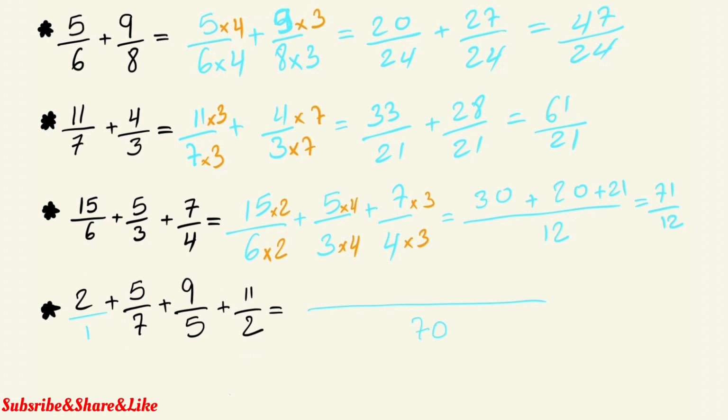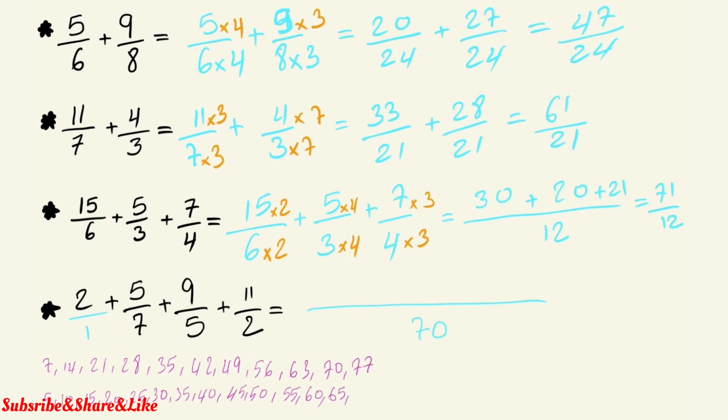If you want to see that it's 70, you can just do this. 1 is a divisor of everything. 7 will be 7, 14, 21, 28, 35, 42, 49, 56, 63, and 70, 77. With 5 we will have 5, 10, 15, 20, 25, 30, 35, 40, 45, 50, 55, 60, 65, and 70.